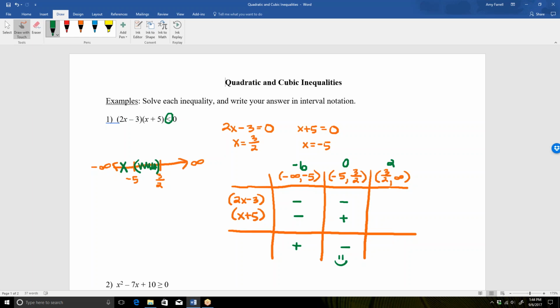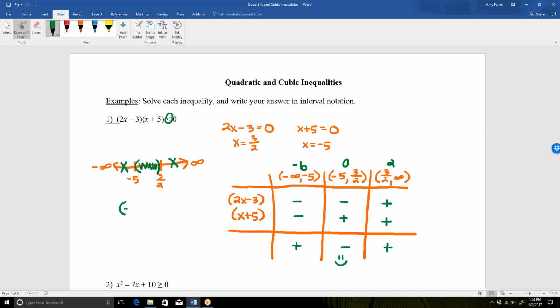All right, and then finally 2, plugging 2 in gives us a positive result in the first factor. Plugging 2 into the second factor, also a positive result. A positive times a positive is positive. Okay, no numbers in this interval will satisfy the inequality. 2 did not work, and so nothing in that interval will work.